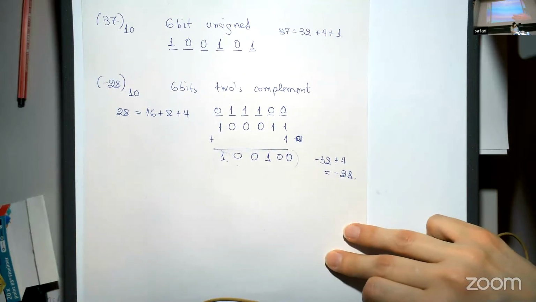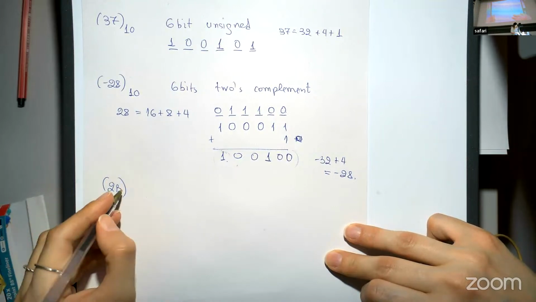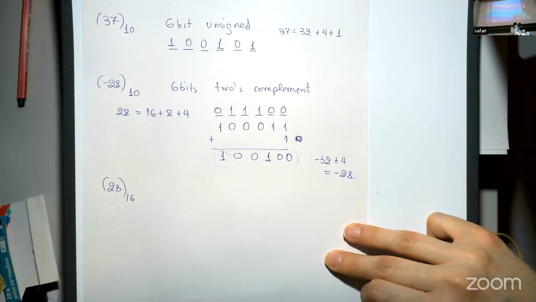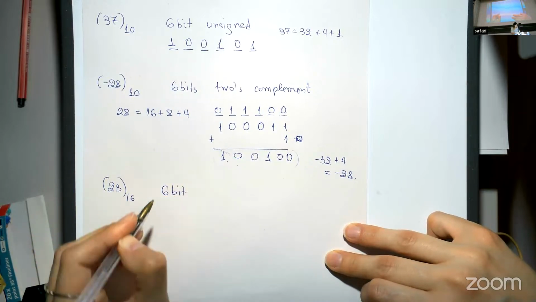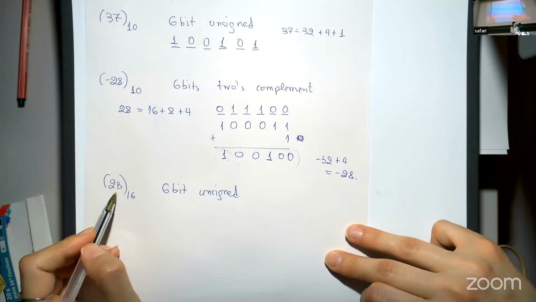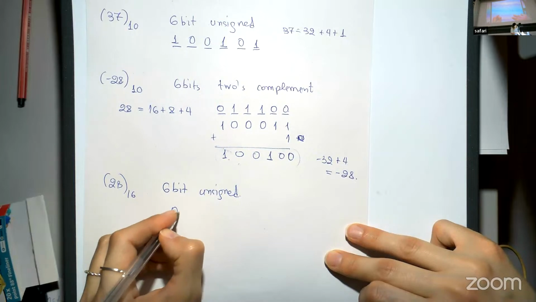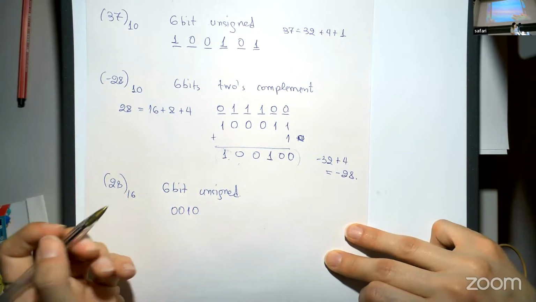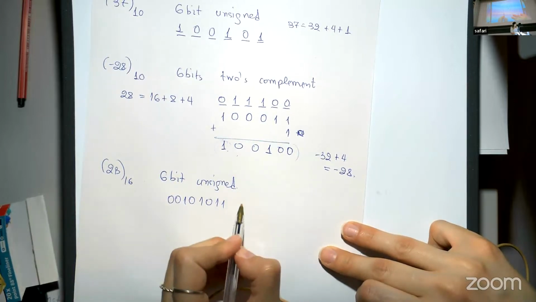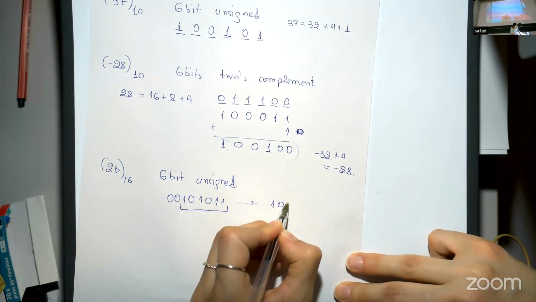Okay, now we go to the next one. We have 2b in hexadecimal format, and we again want to represent it as 6-bit unsigned. First, we're going to write it in binary format. So we have 2, for which we use 4 bits, and b, which is 11. Now we only want to use 6 bits. In this case, of course, it fits. So the answer would be this one.